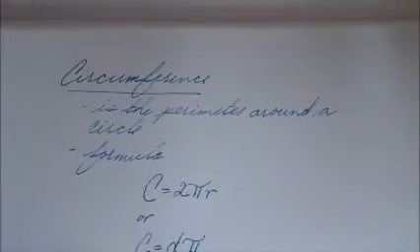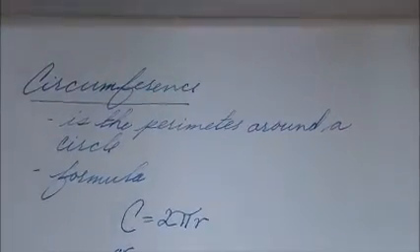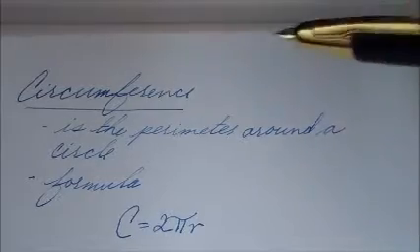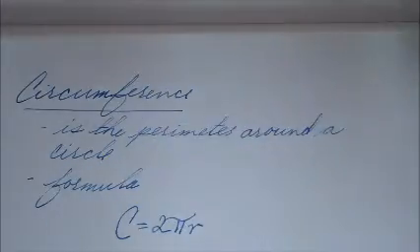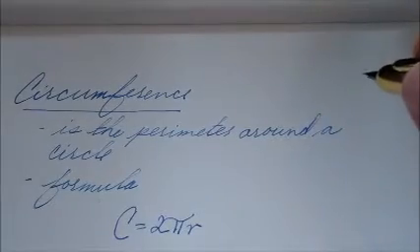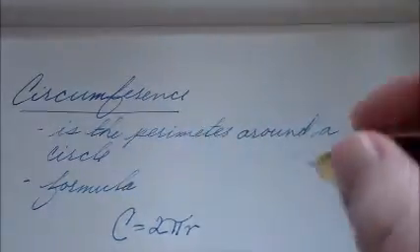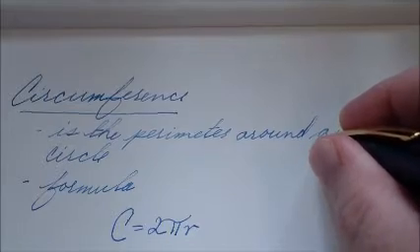Alright, let's continue. Circumference. Let's try to zoom in a little bit here. So the way that I think of circumference, the circumference is the perimeter around a circle. Okay, it's the edge of the circle. Let's see if I can do a better circle here.